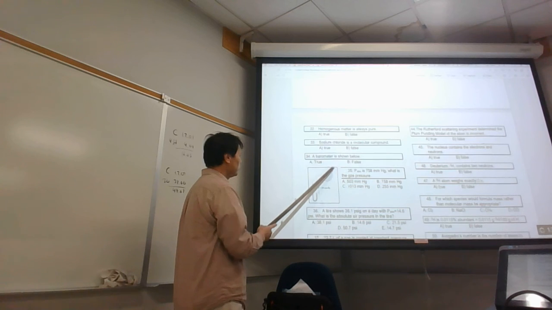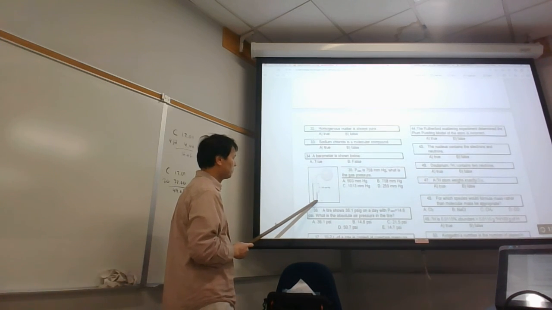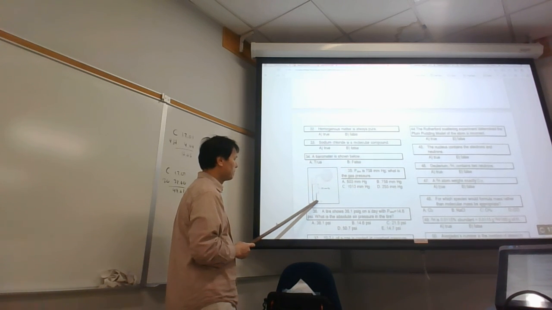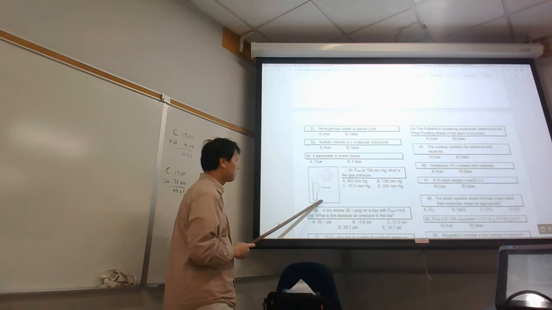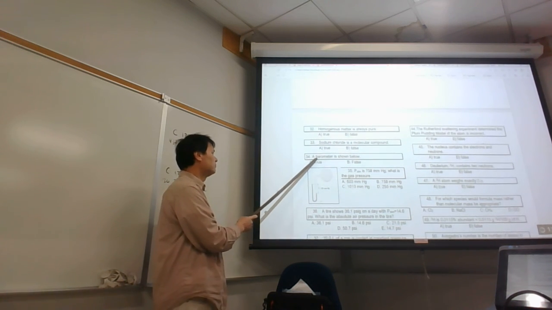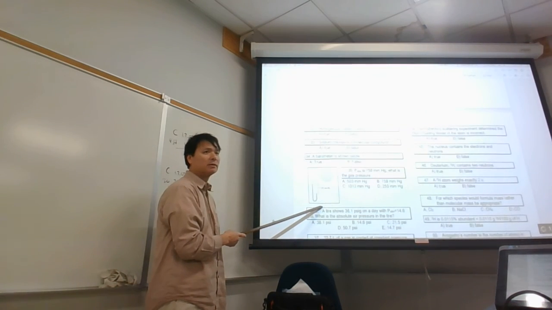34. A barometer is shown below. Is this what a barometer looks like? Sometimes. No, that's the gas pressure measurement device. We don't call it a barometer though, so this is false. This is called a manometer.